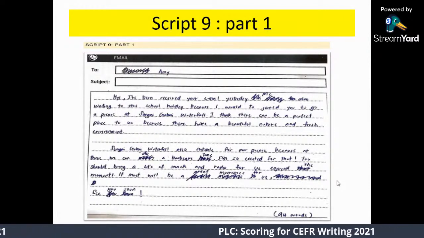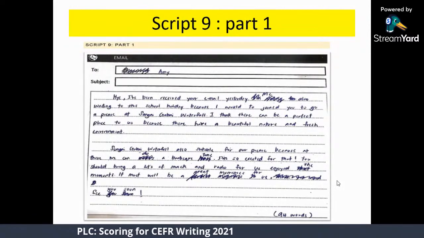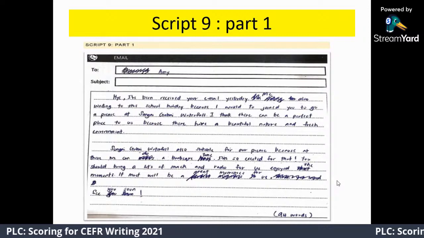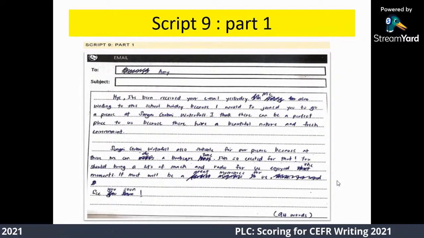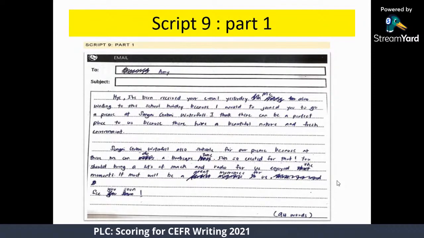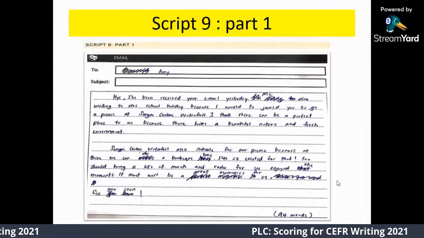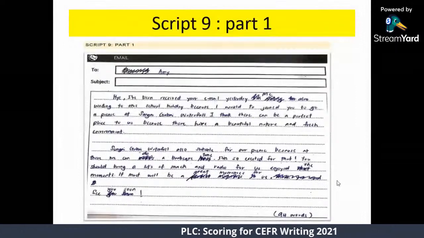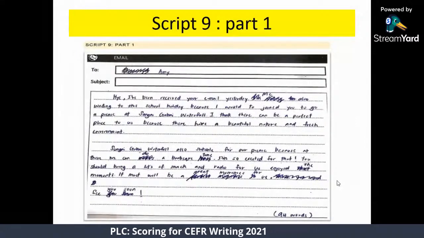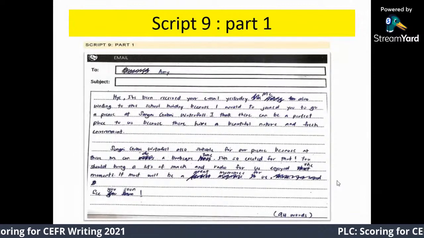Next, language. Beautiful nature, fresh environment, barbecue, snack are used. So those are basic vocabulary. But there are a number of errors. If you look at the subject, "for us enjoyed the moments." So because of those glaring errors, the language was 3.